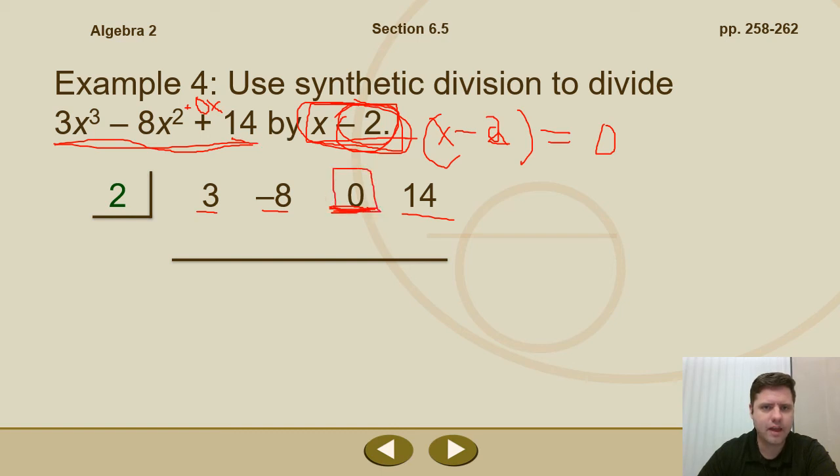Make sure you take note of that. It's because, notice we had the x to the cubed, x squared, but we had no x term, so we had to include a 0 for that place.